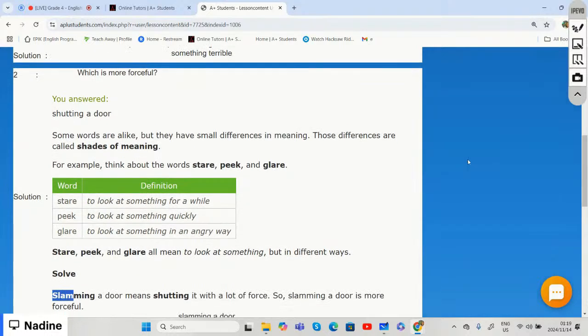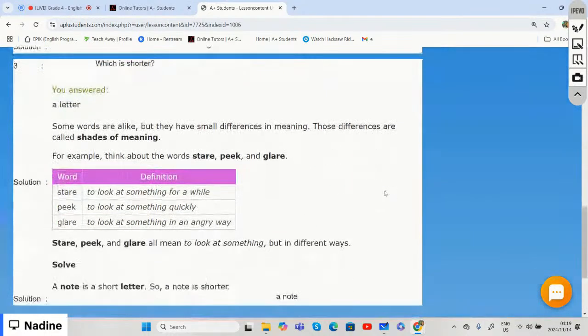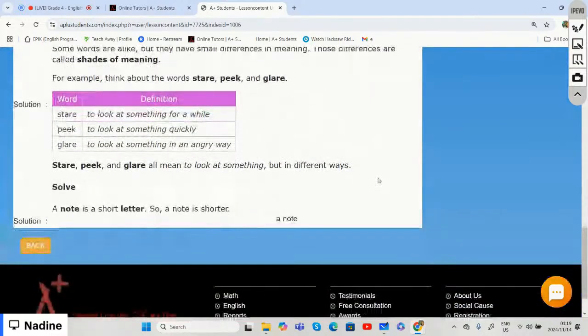All right. So a word that is more forceful, we can say it is slamming the door. So slamming a door is more forceful. Which is shorter, a note or a letter? Something that is shorter, a little note or a letter?